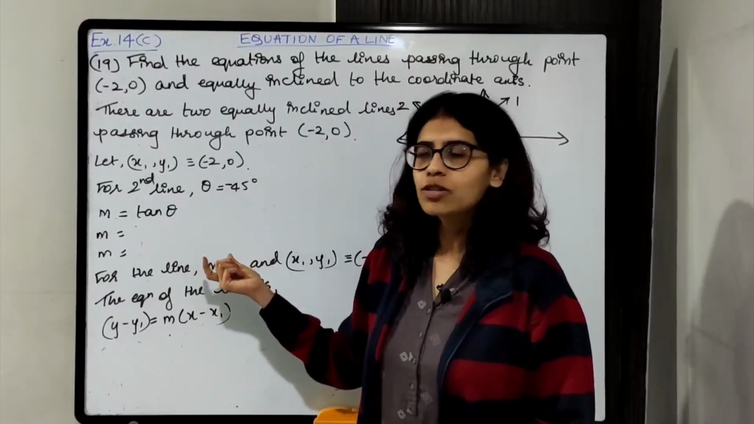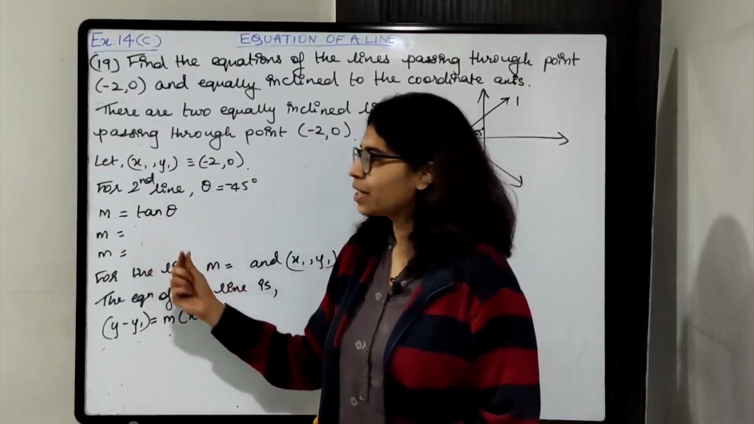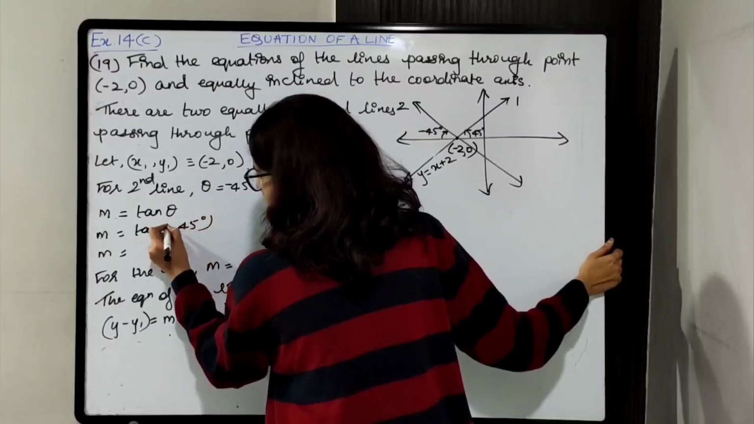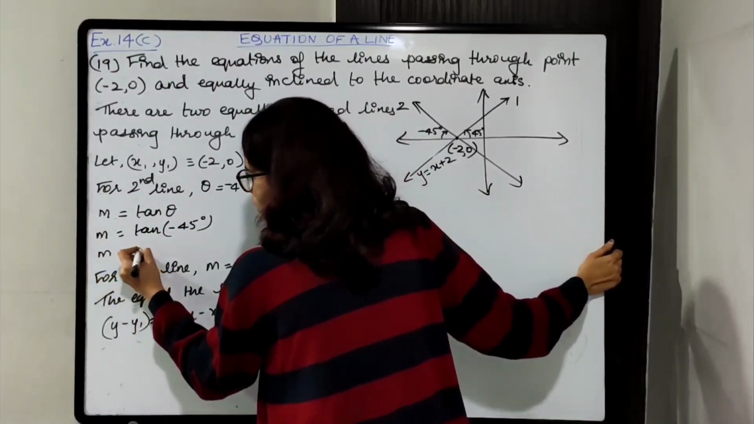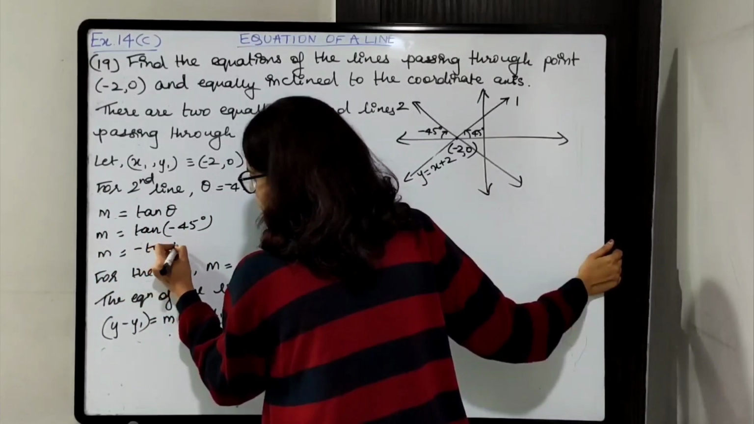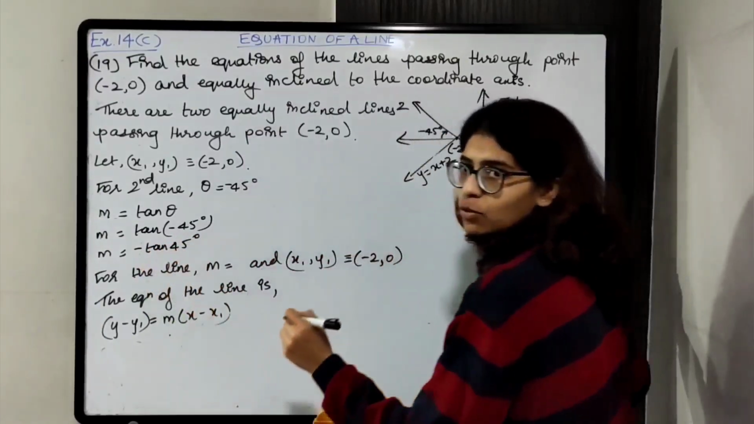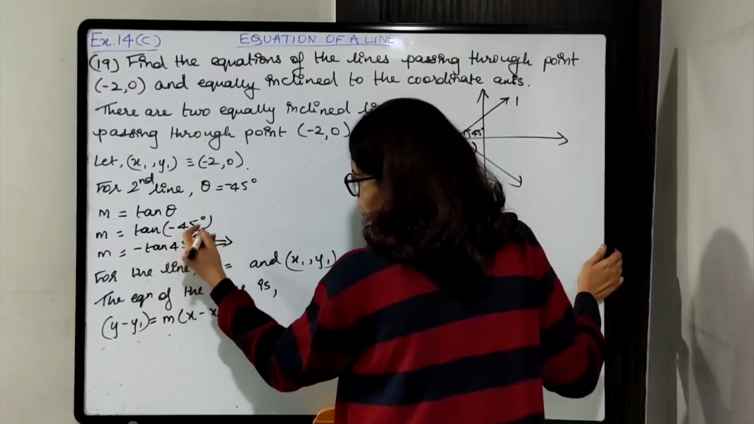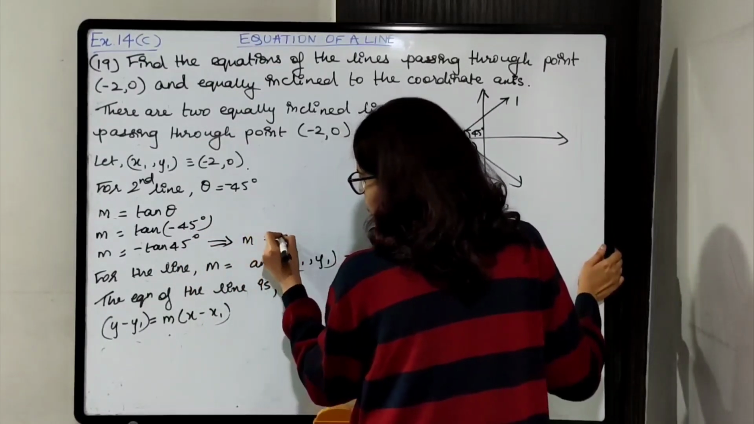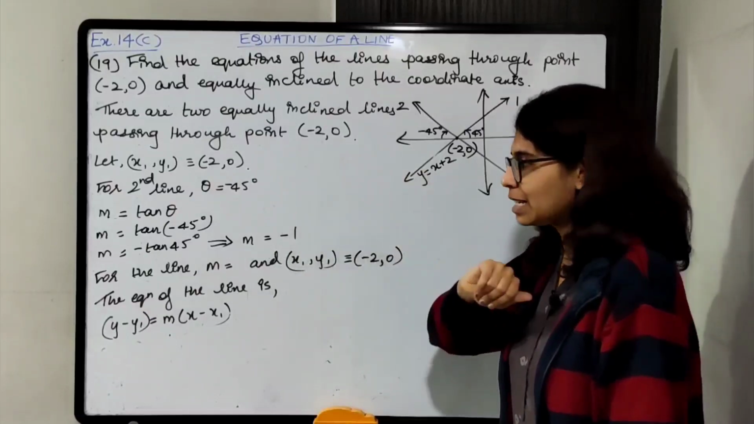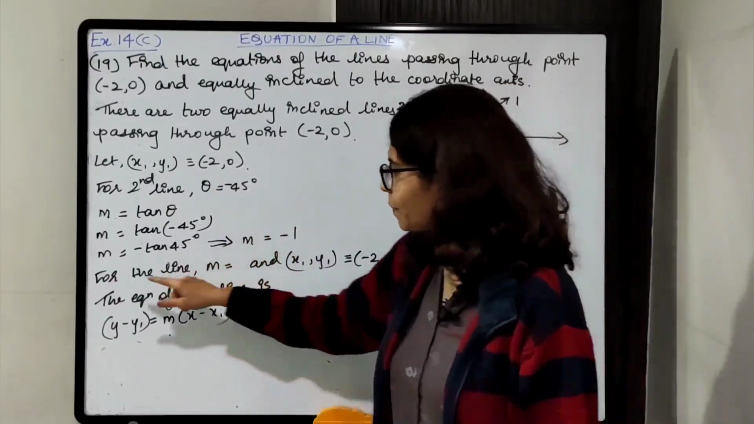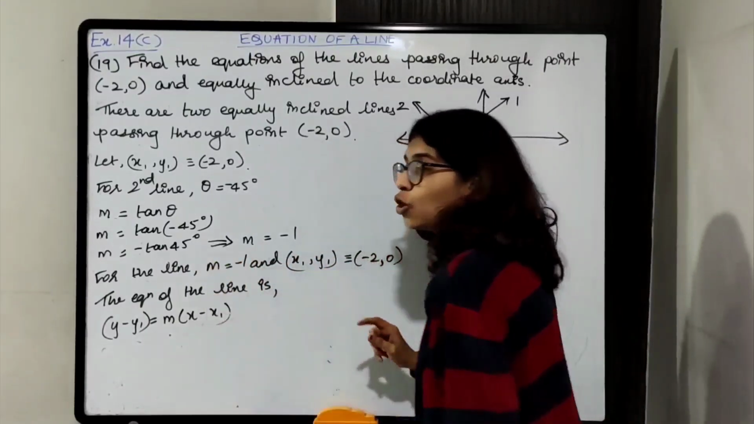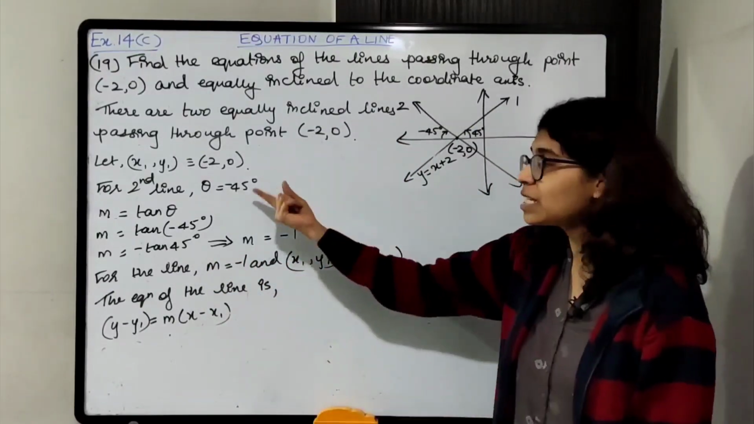We can easily find out the slope. Slope will be tan theta, so it will be tan minus 45. Take minus outside, so it will be minus tan 45, and what is tan 45? 1, so it will be minus 1. So after this there will be a solution, that is minus 1 on the next line. Okay, not on the same line. For the line m is minus 1, not 1 but minus 1 because theta is negative.